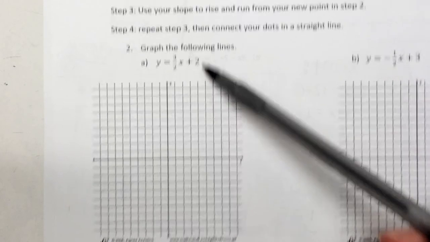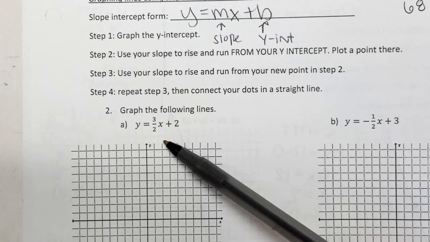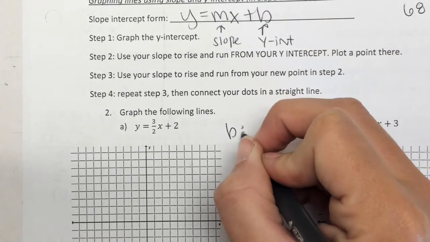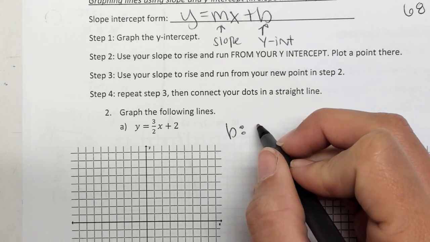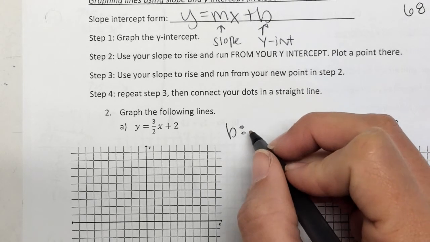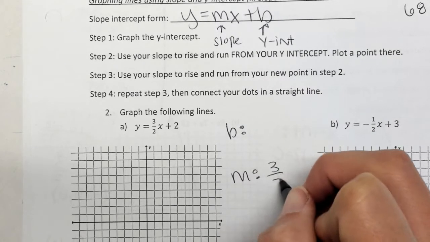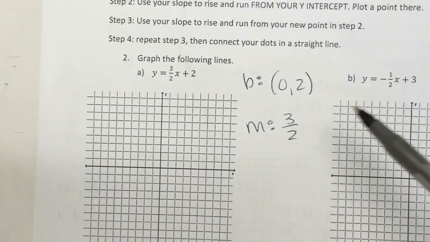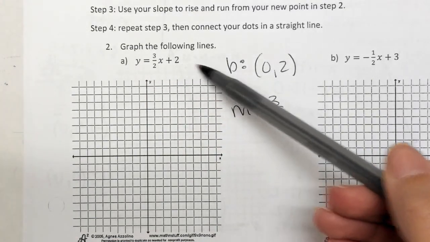So in this one, is this in slope-intercept form? Yes. How do you know that this is in slope-intercept form? Because y is by itself. Good. So what's our y-intercept? That's our slope. What's our y-intercept? 0, 2. And how can you tell which one's the slope? It's always beside x. And your constant is always the y-intercept.